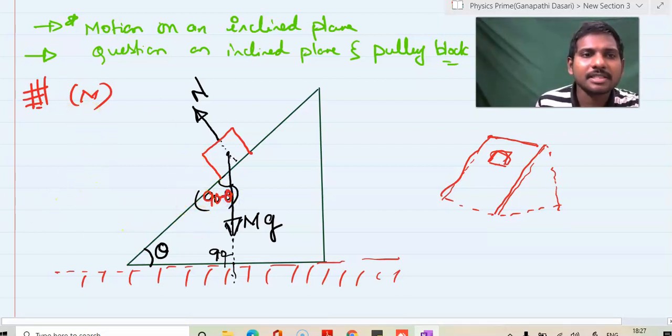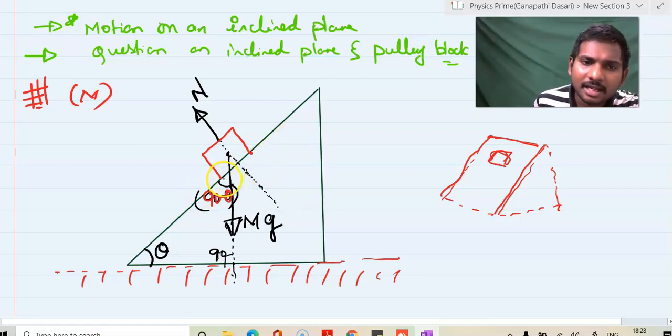Then if that becomes 90 minus theta, perpendicular to the plane, let us draw this line which is perpendicular to this plane. So this is perpendicular to the plane, which means this entire angle will become 90 degrees. So this will become theta. It is perpendicular to the surface and this theta plus 90 minus theta will again become 90. Now what will happen?